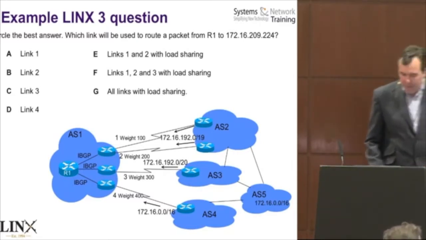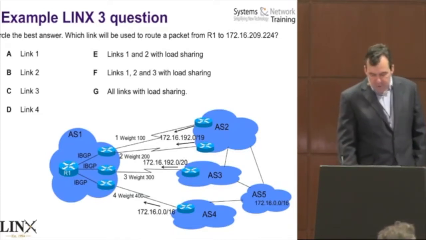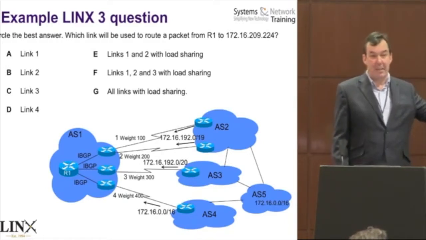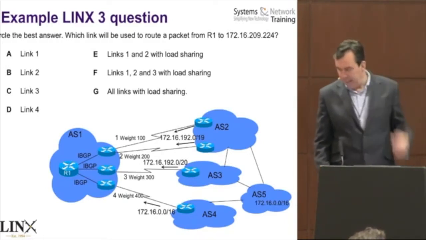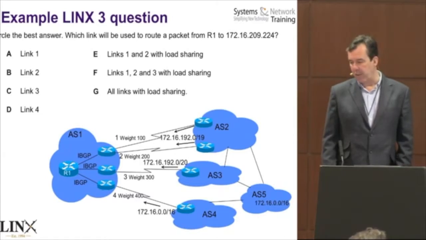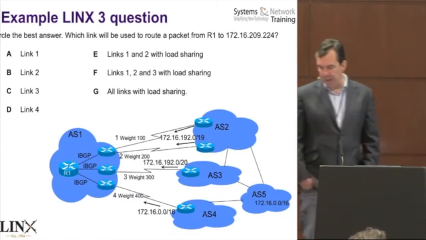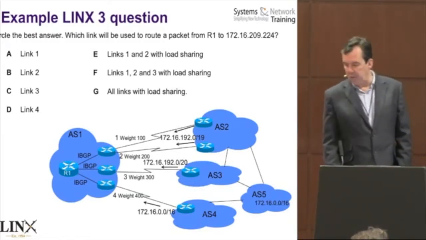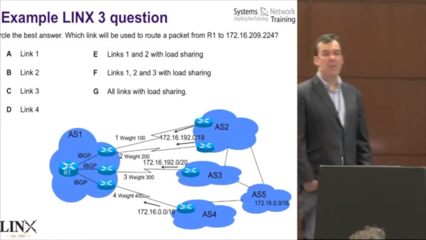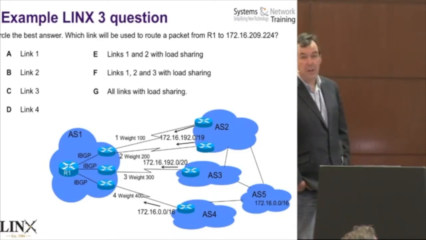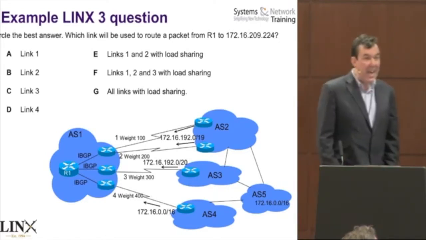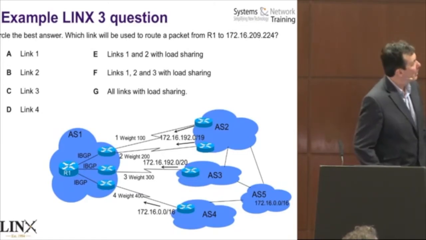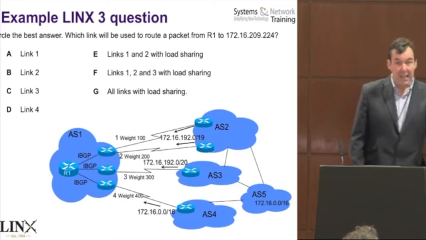Yes, many apologies. The top is 172.16.192.0/19. Sorry, when I was copying these into slides, they got moved along a bit. The middle one is 192.0/20, and the last one is 172.16.0.0/16. Basically, I might as well tell you the answer because I've run over time. Many apologies. The answer is B.